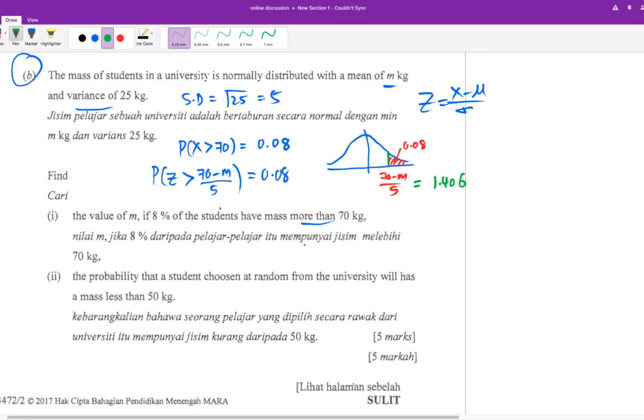This one you just find from your table, 0.08. Therefore from here you can just solve it. You multiply 5: 1.406 multiply 5, so you get 7.03. So 70 minus M equals 7.03. So M will equal 70 minus the answer, so you will get 62.97. I hope my answer is correct.